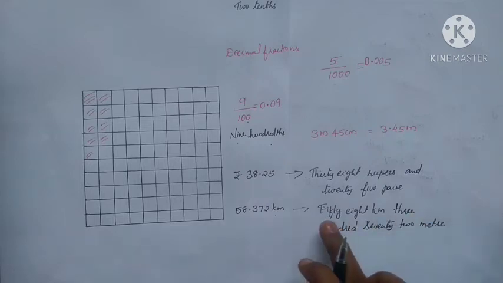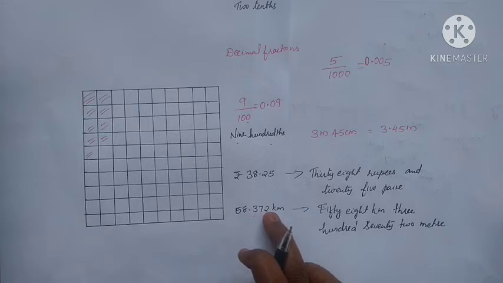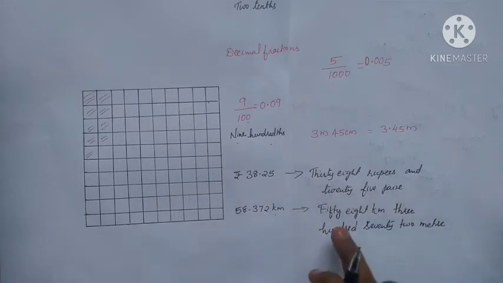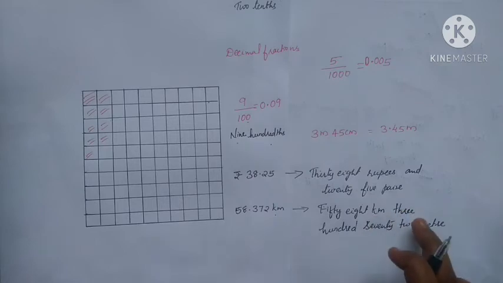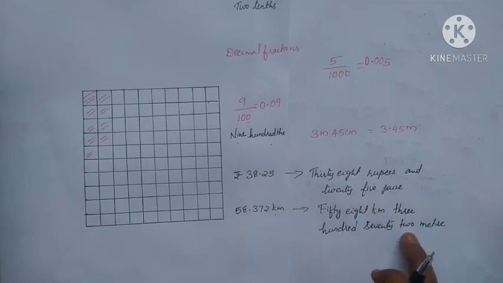meter. So here no need to separate the digits, but when we use the point, that time we have to separately read the decimal part's numbers. Understand? 58.372. But we have to read it expanded: 58 kilometer 372 meter. There is no need to separate the digits because the two places are separately mentioned.